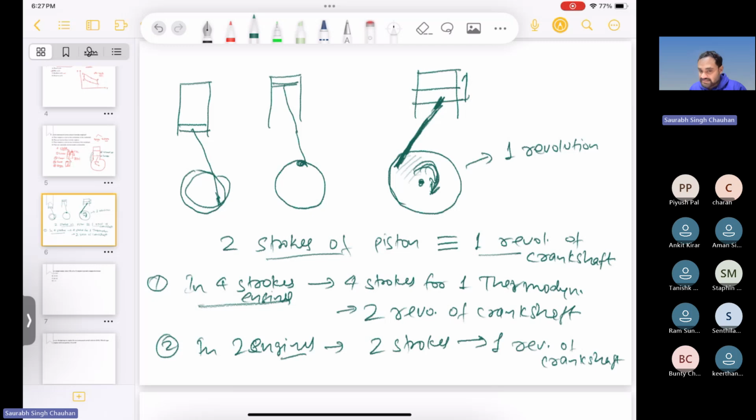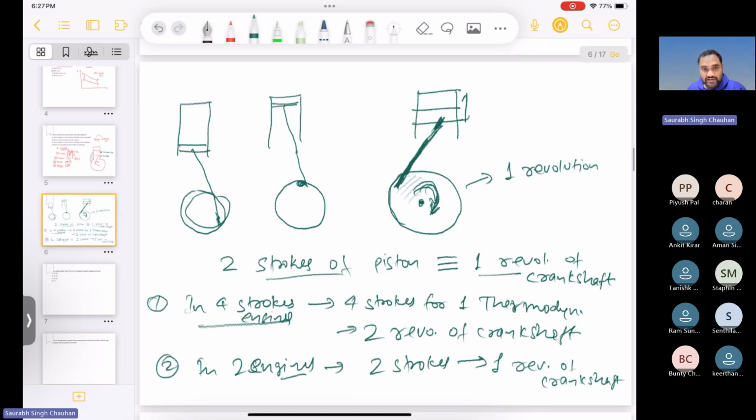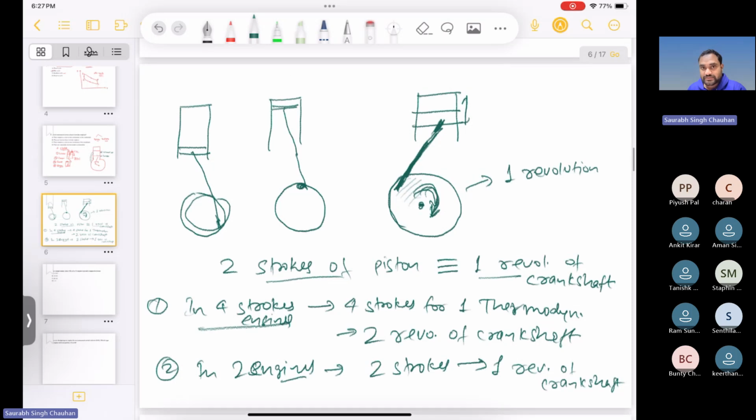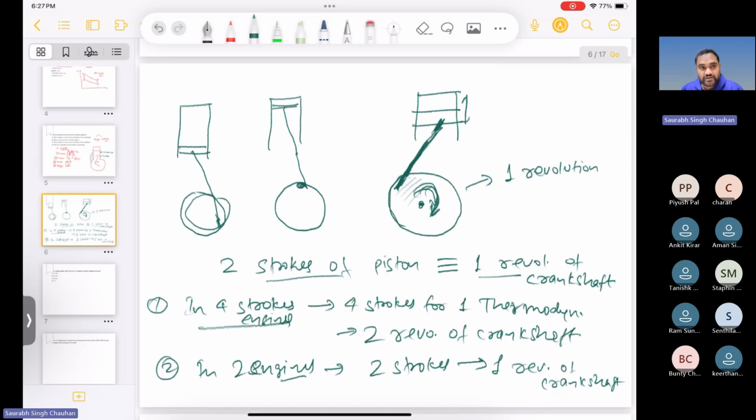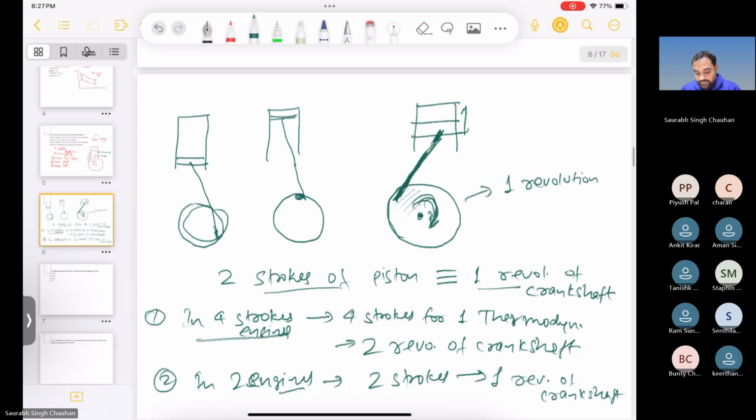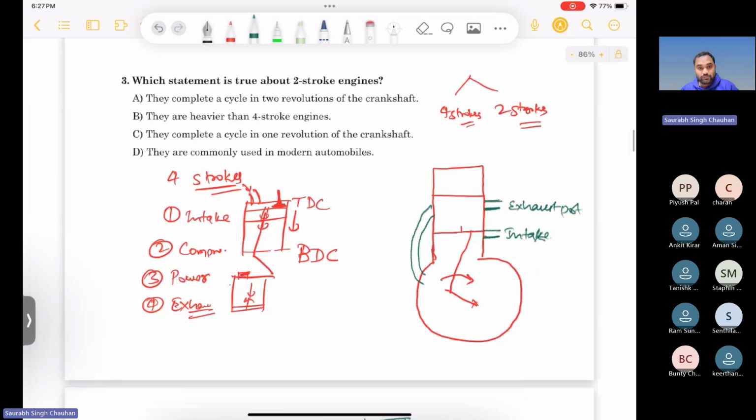So this is very basic and very important. These concepts should be clear, then only you will be able to solve the numerical problems. So that's why I am giving a lot of stress here. So is that clear? Okay, so I hope this is clear.